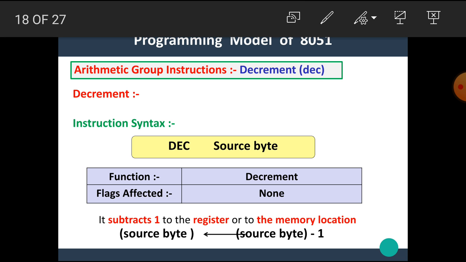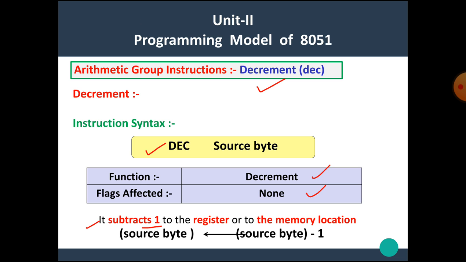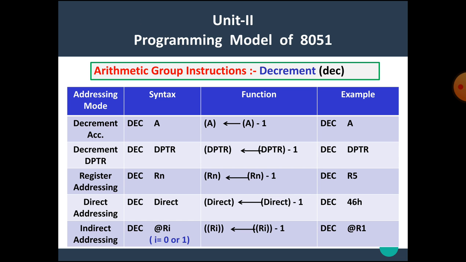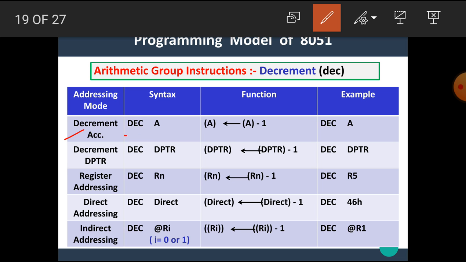Similarly, we have the instruction decrement. The syntax for this instruction is DEC source byte. Its function is decrement, and no flag is affected in this type of instruction. It subtracts 1 from the register or from the memory location. That means the subtraction of 1 is performed. For example, decrement accumulator, DEC A. In this instruction, the accumulator is decremented by 1. Similarly, in DEC DPTR, the DPTR is decremented by 1.